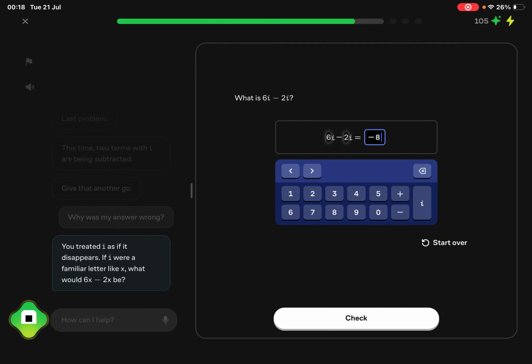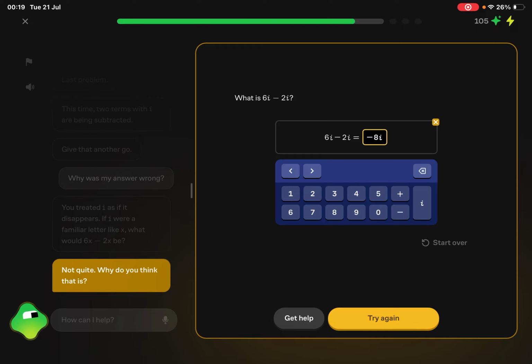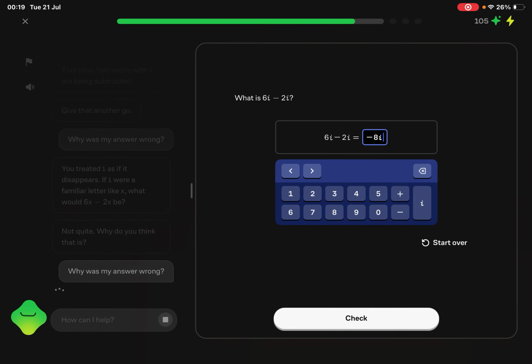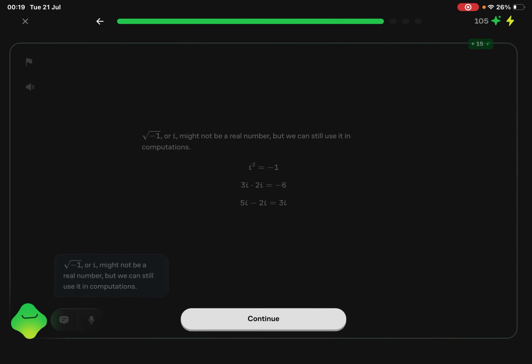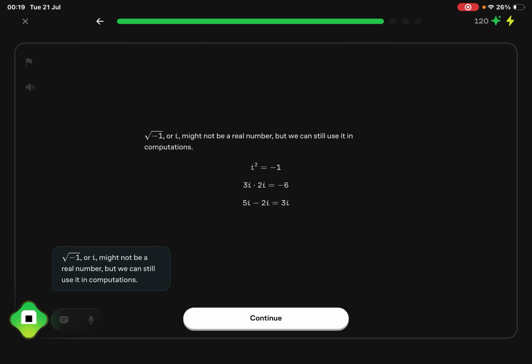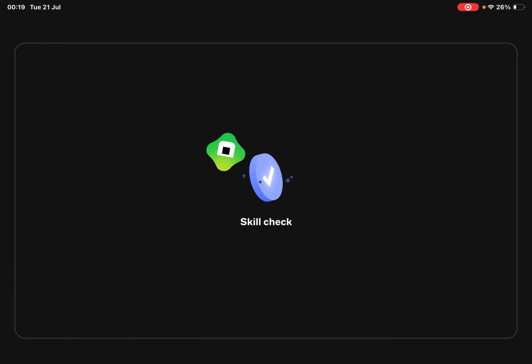If i were a familiar letter like x, what would 6x minus 2x be? Not quite. Why do you think that is? Good, you kept i this time. Now focus on the numbers. The square root of -1, or i, might not be a real number, but we can still use it in computation. Let's check your understanding before wrapping up.